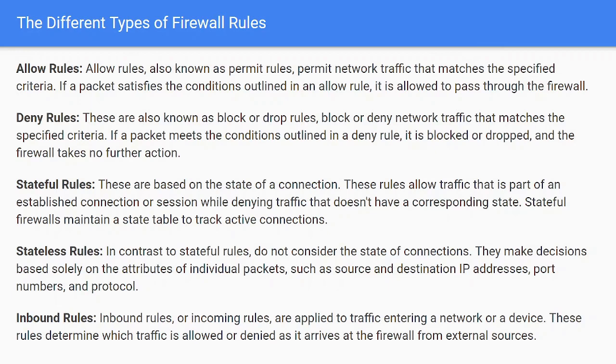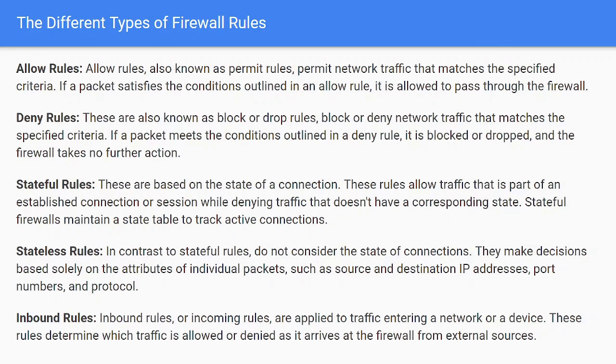So the next thing is inbound rule. Inbound rules or incoming rules are applied to traffic entering a network or device. Now I'll explain what inbound is. Inbound means that something is coming into your organization. So just imagine that this is your organization. Any traffic that is coming into your organization is inbound, while any traffic that is leaving your organization is outbound. So basically, inbound just simply means these are rules concerning traffic that is coming into the organization.